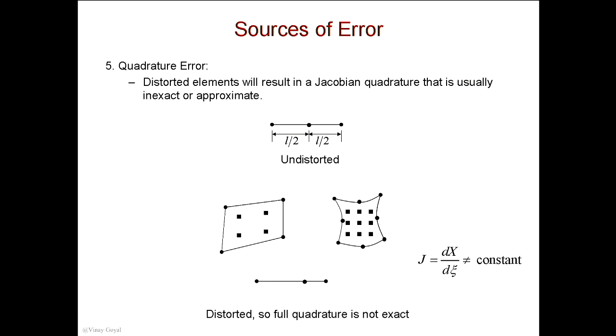Now, if this is a perfect square, then the Jacobian will be a constant value, and you'll be able to integrate that fairly well. I believe a rectangular element will also be okay.